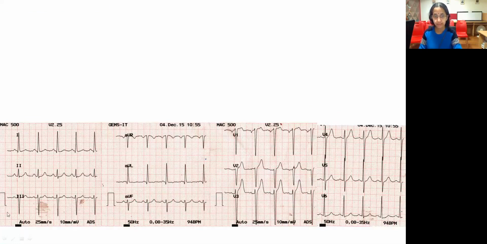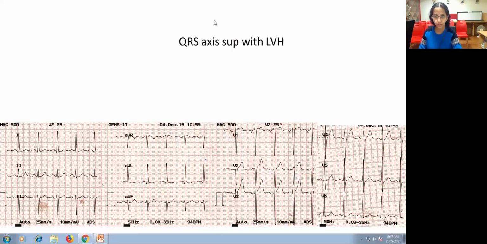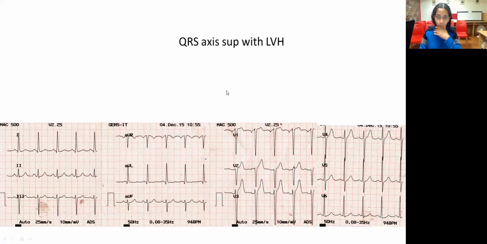Your lead 3 is dominantly negative, so it's going to be around minus 30 degrees with a dominant left ventricular hypertrophy. So this is a situation where you have LVH and a left superior axis. The QRS axis is superior in the left upper quadrant with left ventricular hypertrophy. So this is left axis deviation with left ventricular hypertrophy.